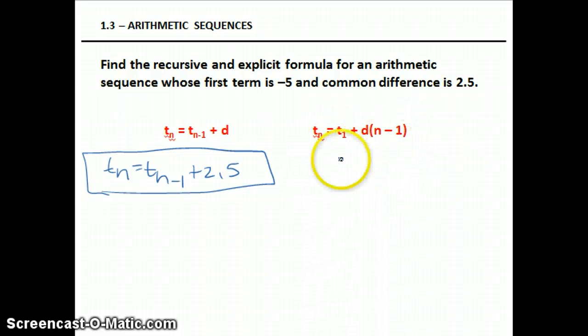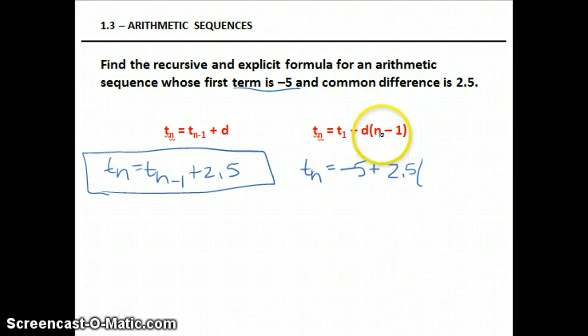Now, the explicit, it's a little bit more complicated because we're still not looking for a term, so it's still going to be t sub n. Do we know our first term? Yes, we do. It's -5, so we can plug in -5 plus, do we know what our common difference is? Yes, we do. It is 2.5 times n minus 1. Do we know what our n is? No, we don't, because we're not looking for a term, but we know it's still going to be subtracted.